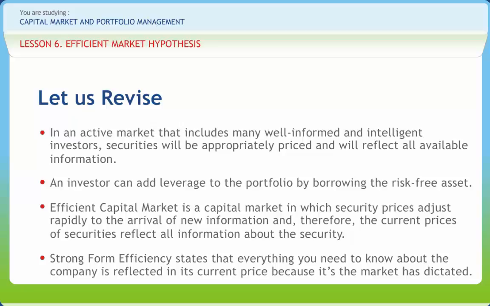Semi-strong form efficiency asserts that security prices adjust rapidly to the release of all public information. Weak form, or random walk, holds that present stock market prices reflect all known information with respect to past stock prices, trends, and volume.